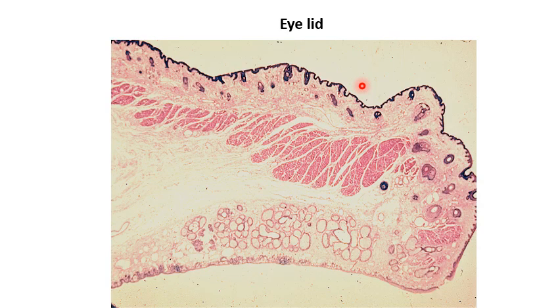Here is the eyelid: skin, mucous membrane, which is the palpebral conjunctiva. Here is the skeletal muscle. Here are the glands, which are the meibomian glands. How could I differentiate? Look at the zone between the skin and the mucous membrane. Here you can see the hair follicles, which are the eyelashes.